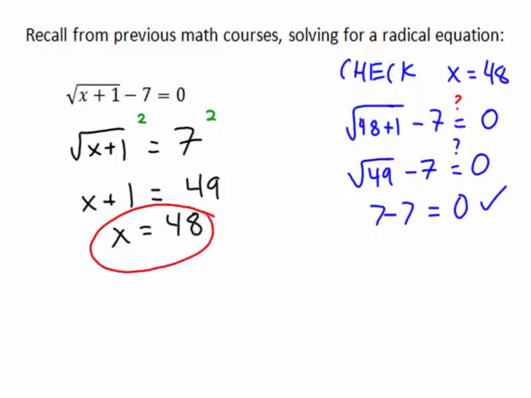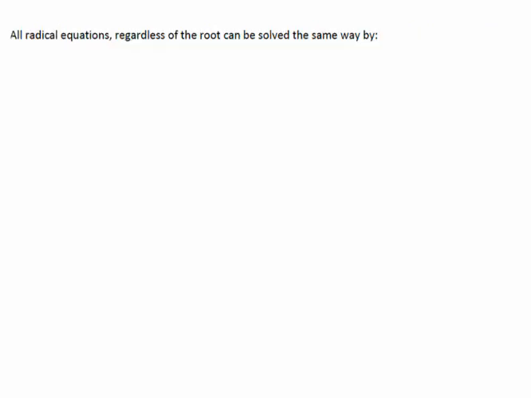And this technique of solving for the radical first is the same process regardless of the root. We still do the exact same thing. First, isolate the radical. Get the radical by itself. Then, raise both sides to the power of the index. If it's squared, we square both sides. If it's cubic, we take the cube root, vice versa.